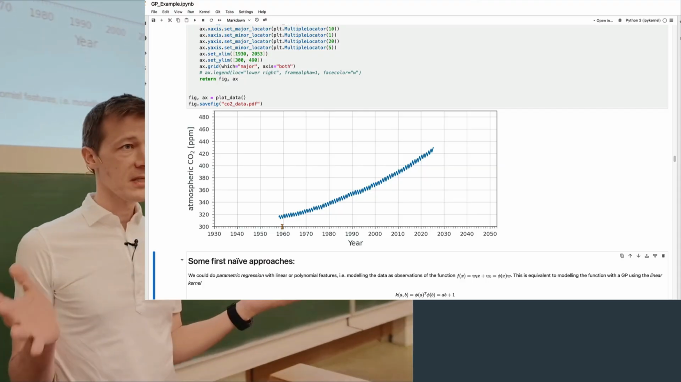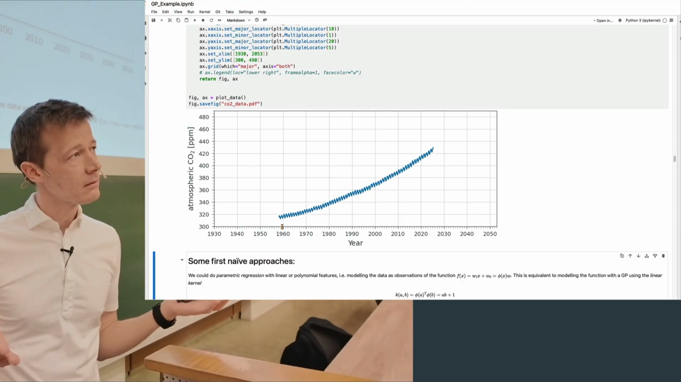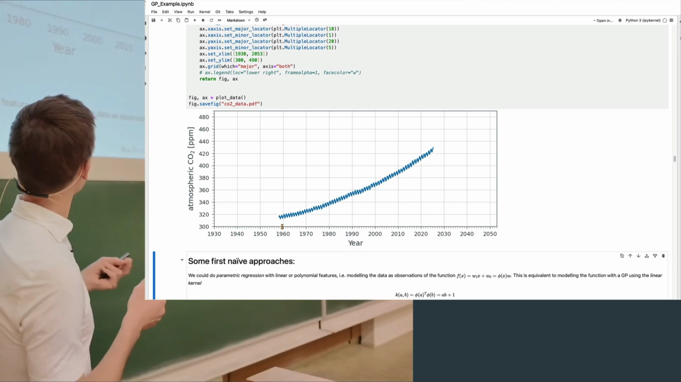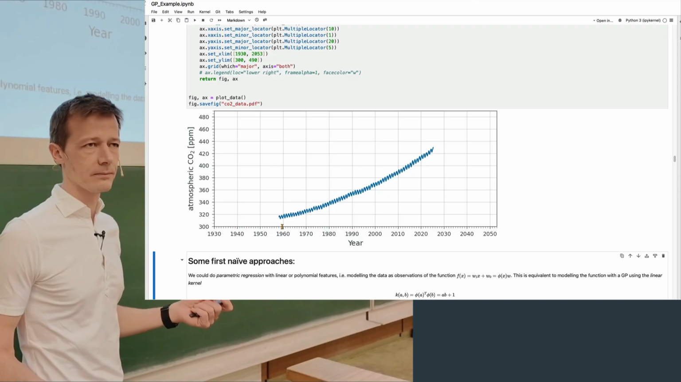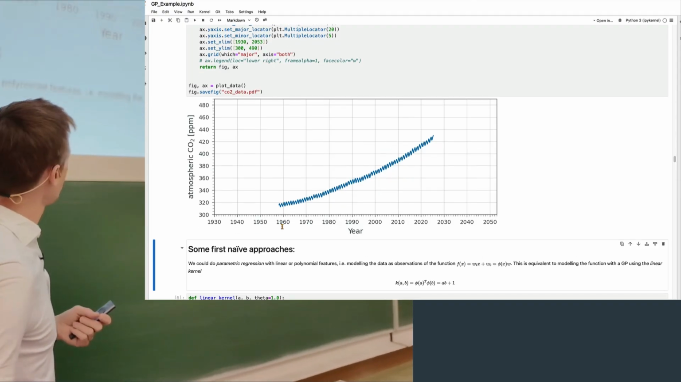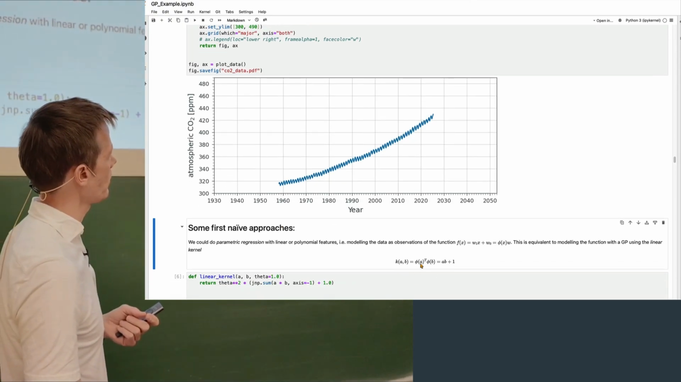So the very first thing we could do, the naive thing maybe, is to say, can we find a straight line that goes through this data set? Yeah, that's your linear regression. So by now, we know that we can think about linear regression also as a kernel setup.